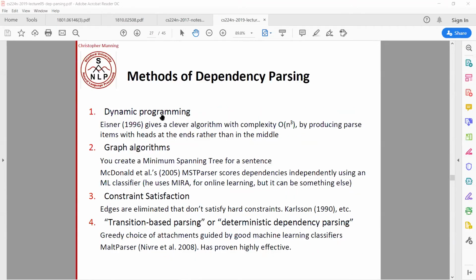Okay, now how do you make these dependency trees? So there are methods that he gives, and this is just the history of it. He's referring to papers of people that have built these dependency parsers. I'm not sure we need to go into them.